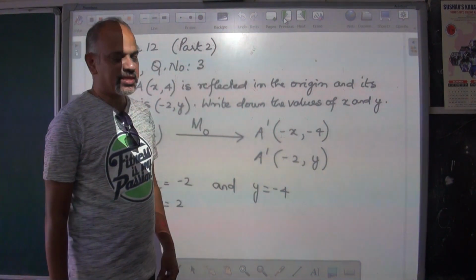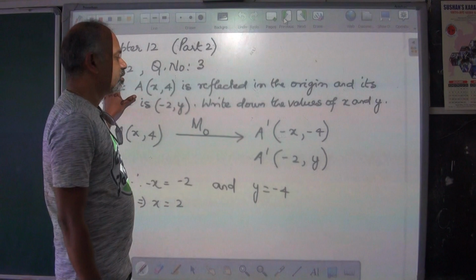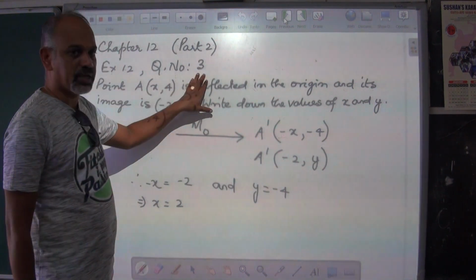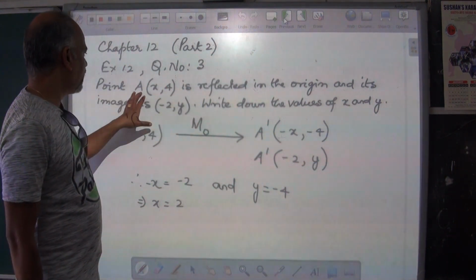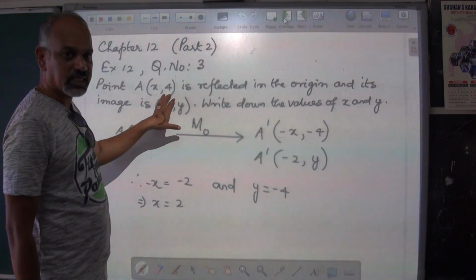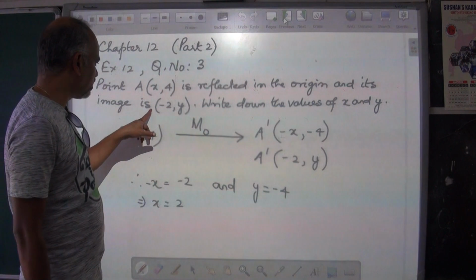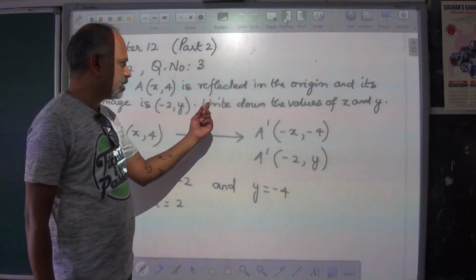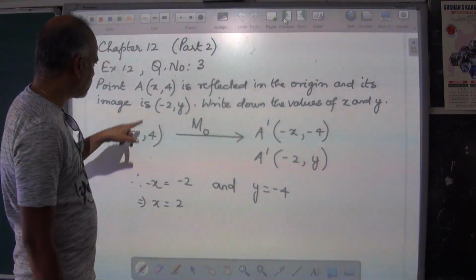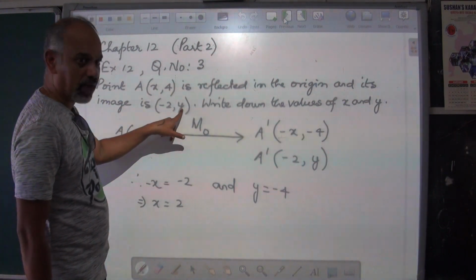This is the second part of the chapter. Exercise 12, question number 3. Point A, whose coordinates are (x, 4), is reflected in the origin and its image is (-2, y). Write down the values of x and y. You will see unknown x here and y here.